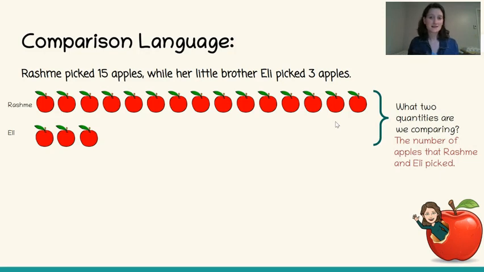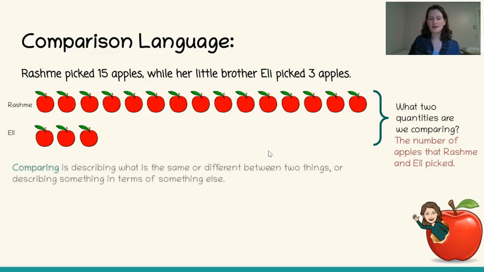Now, in our next lesson, we're going to talk about addition and subtraction and comparing. But for this lesson, we are talking about multiplication and division. So remember that comparing is describing what is the same or different between two things, or describing something in terms of something else. So describing how many apples Eli picked in relation to how many Rashmi picked, or describing how many apples Rashmi picked compared to how many Eli picked, okay? And we're going to be using multiplication and division to do that.